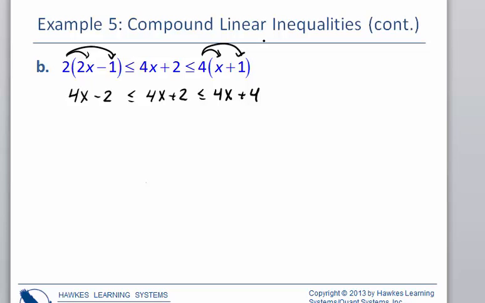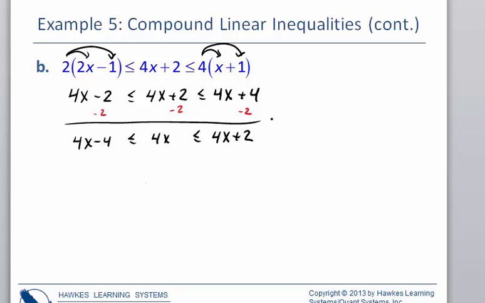All right, so let's begin by starting to move terms around. If we want to simplify for x, we're going to begin by subtracting the 2 from all three sides of the expression. So that's going to give me 4x minus 4 is less than or equal to 4x is less than or equal to 4x plus 2. Now, the interesting thing to note here is that you do have a 4x in all three parts of this inequality.